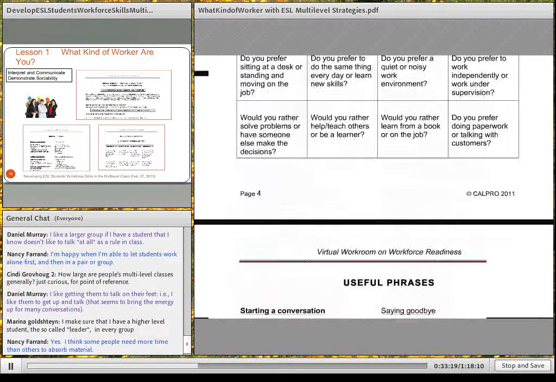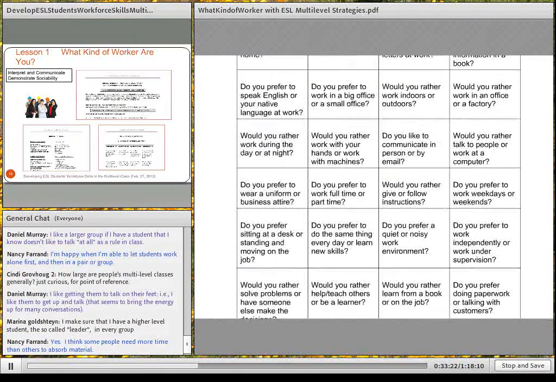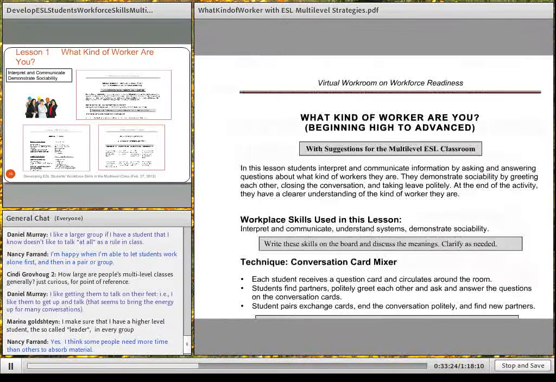Okay, and let me go up to the top here. Don't get dizzy as I spin past here. All right, there we go. So if you download a lesson from the Workforce Readiness Workroom, you'll find a lesson like this. What kind of worker are you? Beginning high to advanced. Now I've added these purplish gray boxes with suggestions that I used in my classroom that made the lesson more comprehensible and workable for a multi-level ESL classroom.